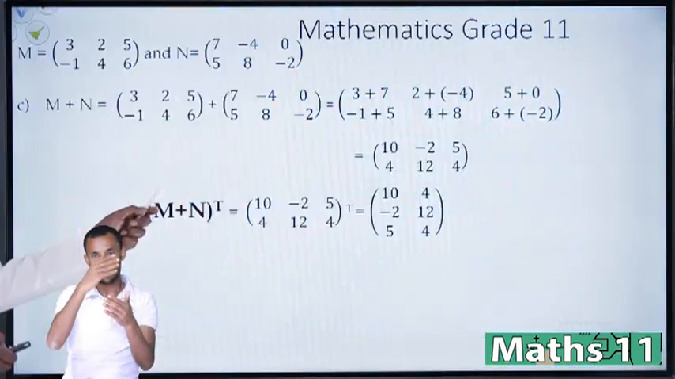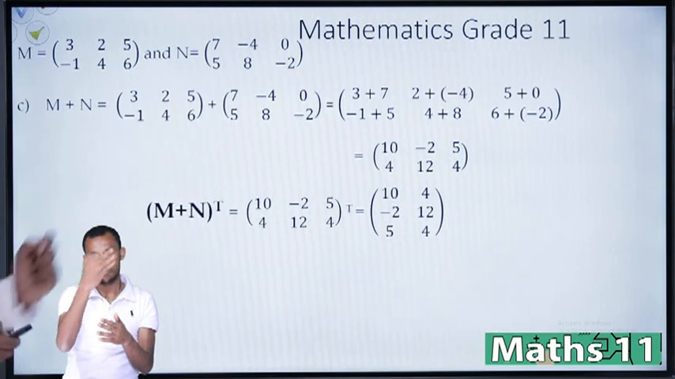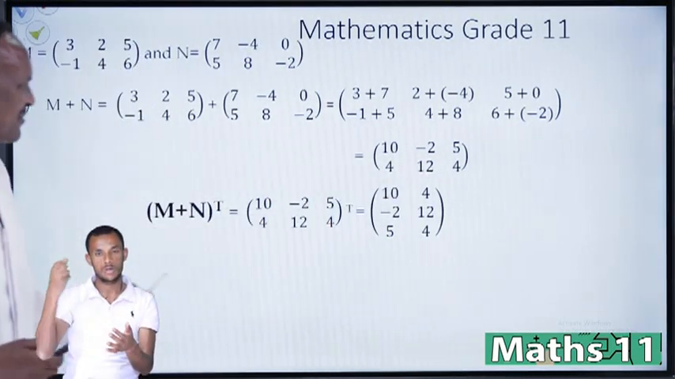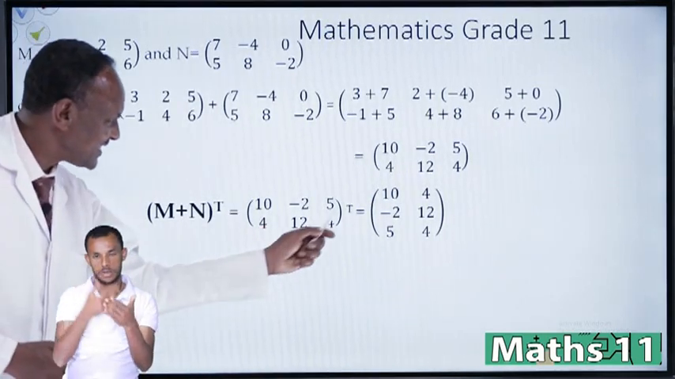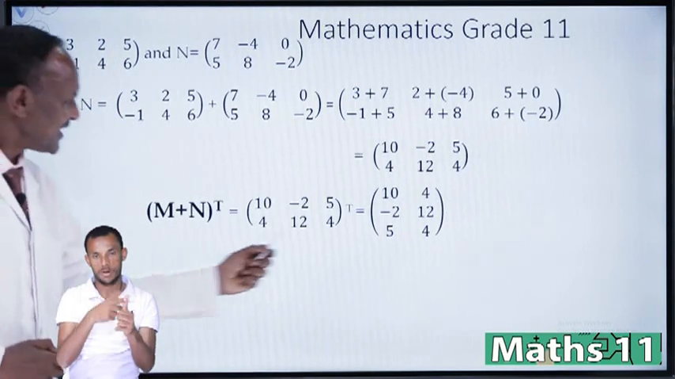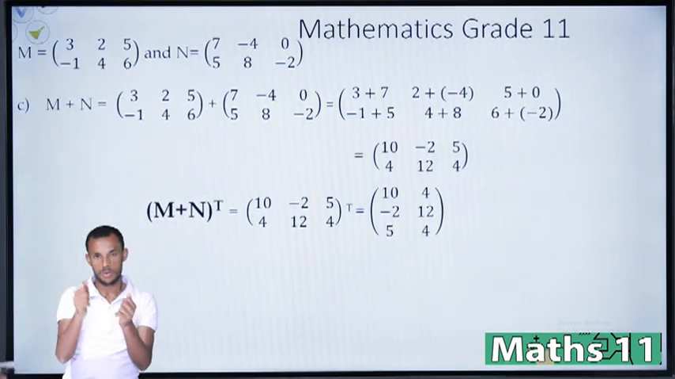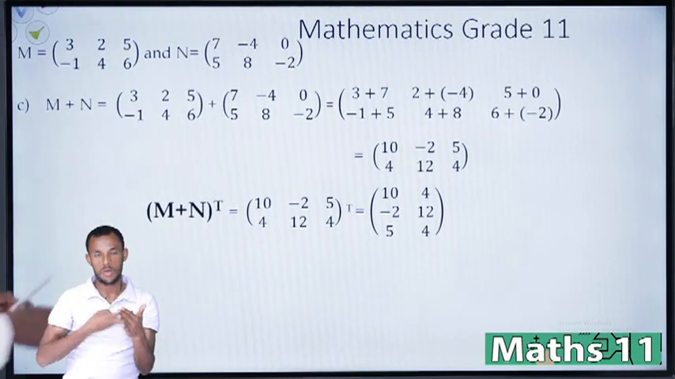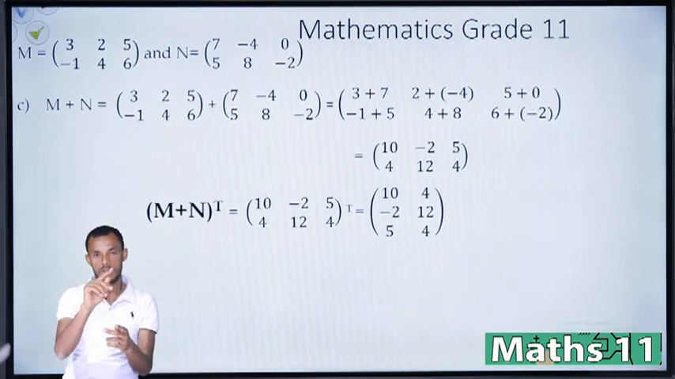What is the transpose of their sum? Since the sum was a 2 by 3 matrix, when this matrix is transposed, the first row will be first column and the second row will be second column. So this is the result we expected, the transpose of M plus N.